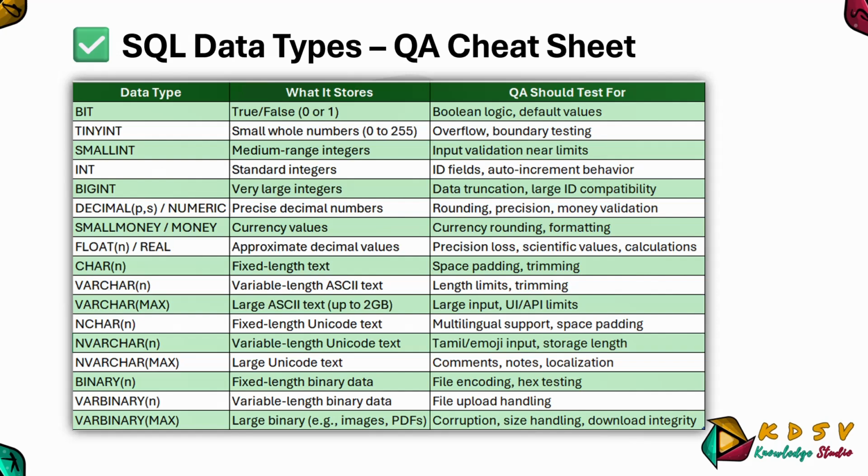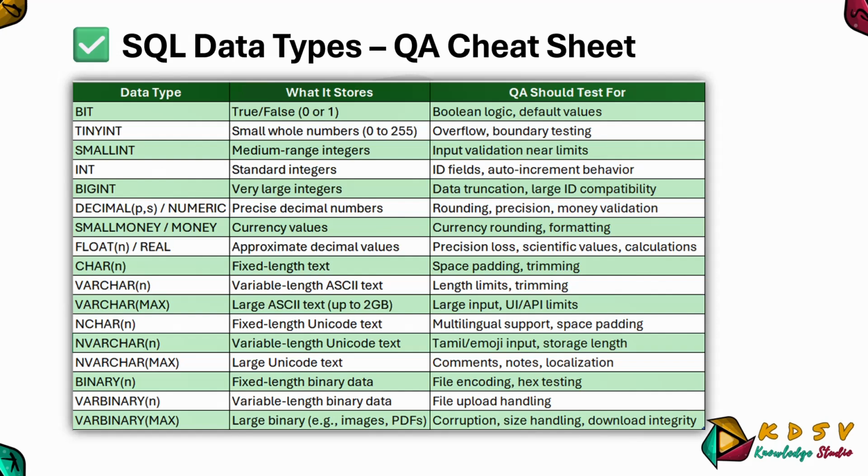Binary, fixed length binary data, this is used for storing file encoding or hexa related text, that also we need to test. And varbinary, it's a variable length binary data field. And varbinary max, it's for large binary data, for example images or PDFs can be stored here. Maybe here we need to validate whether those binaries are corrupted, the size of these binaries, and make sure that these binaries can be downloaded as images or PDFs. So these are some of the very important data types which QA engineers need to know.